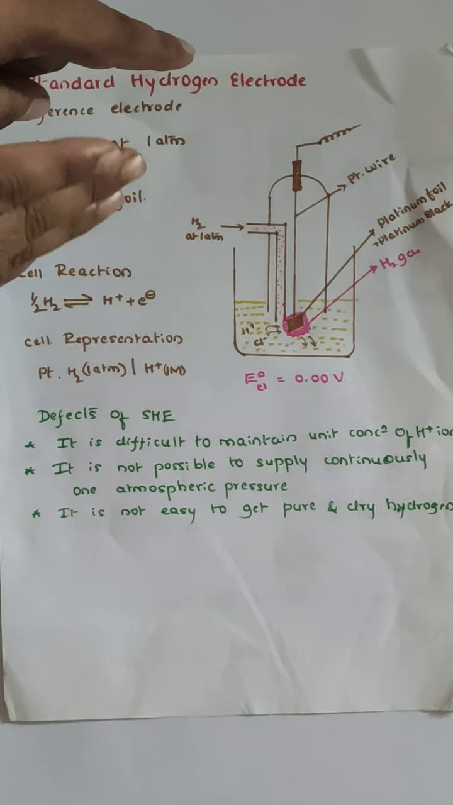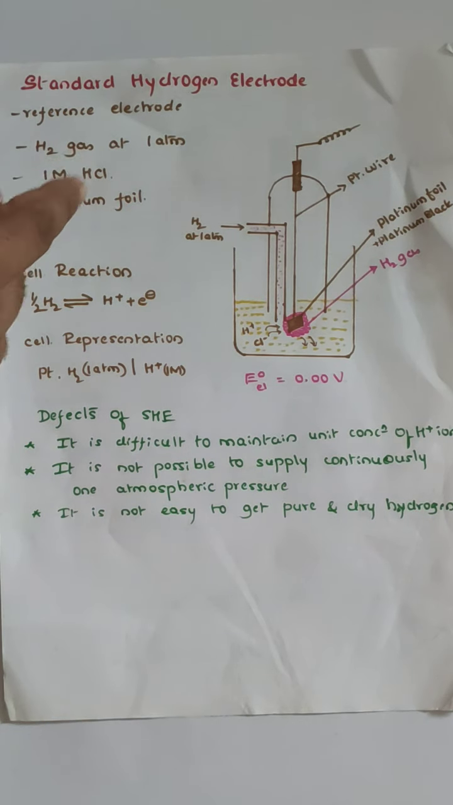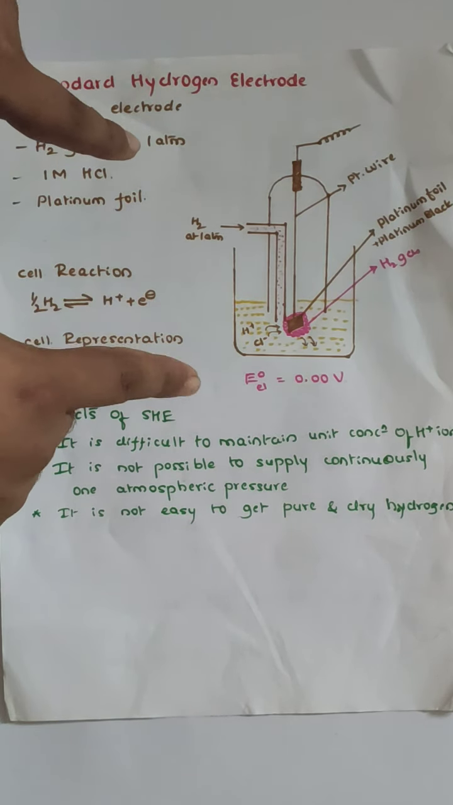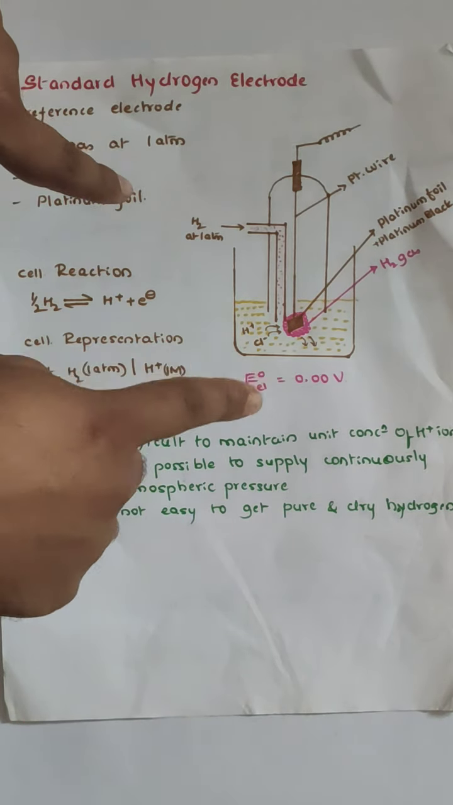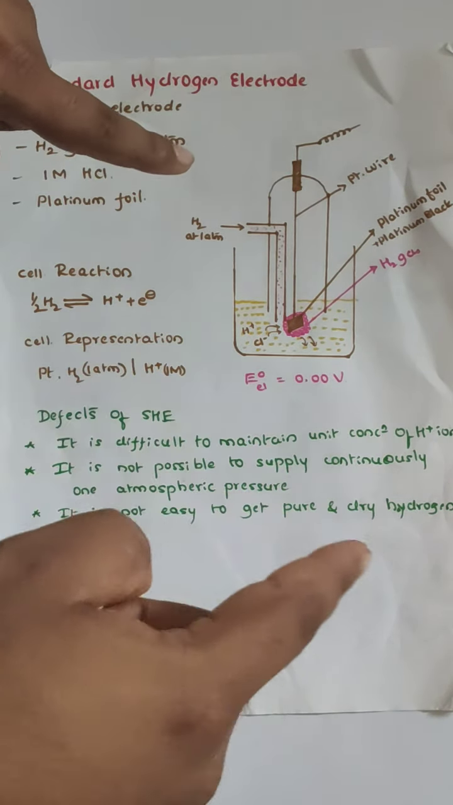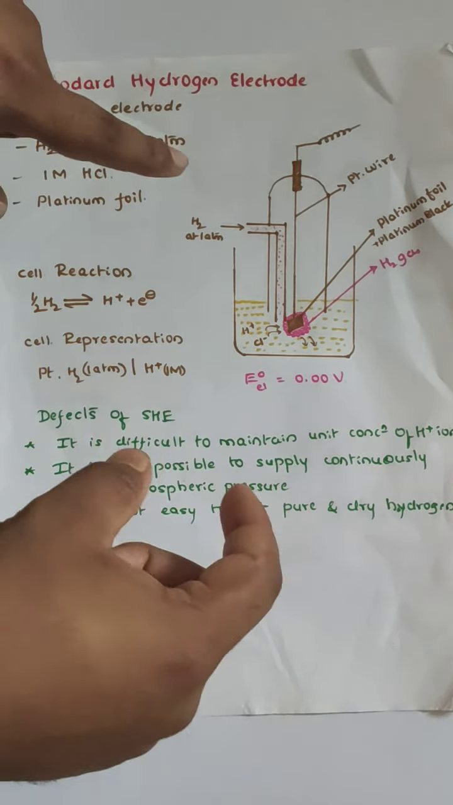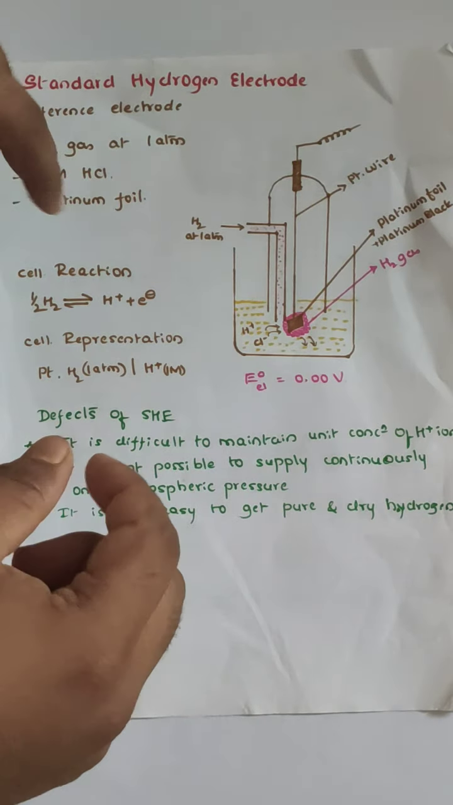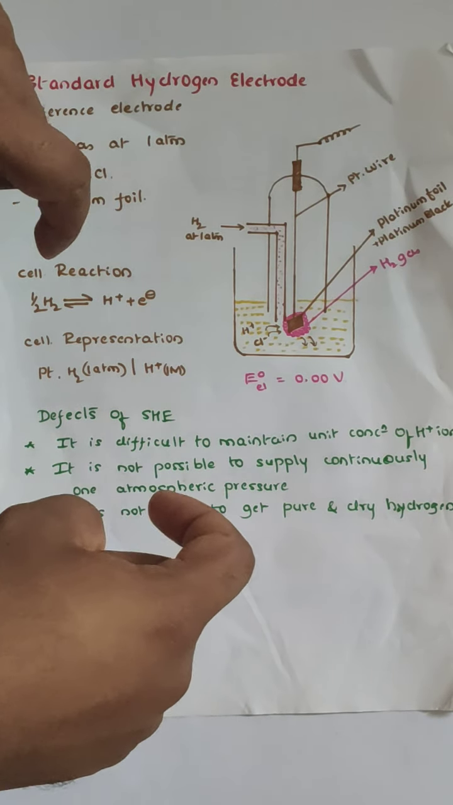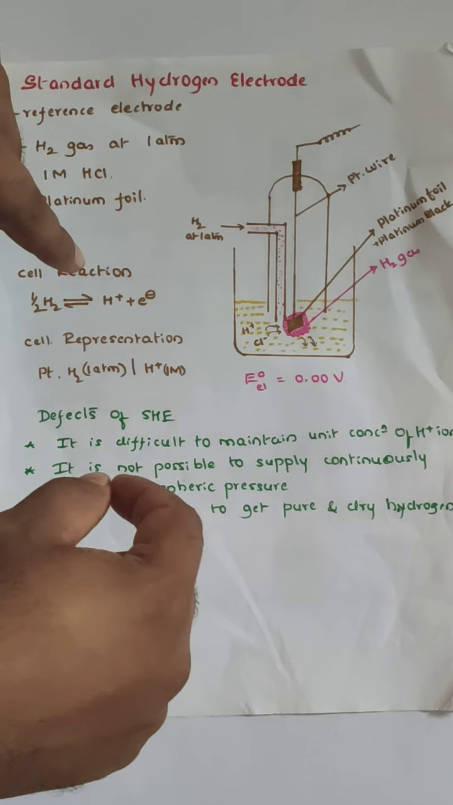The standard electrode potential of the standard hydrogen electrode, E naught, is 0.0 volt. Therefore, by using this electrode potential, we are going to identify another electrode potential. Next, the defects of the standard hydrogen electrode, or simply the SHE.